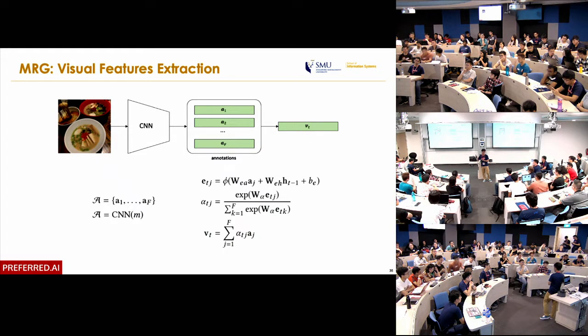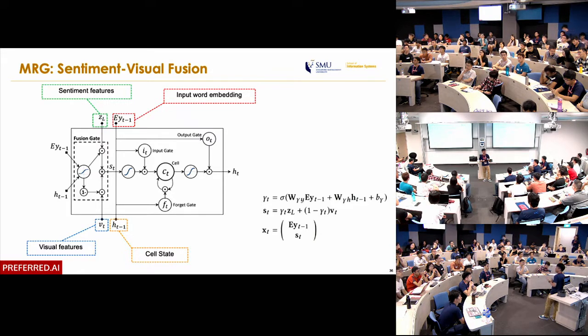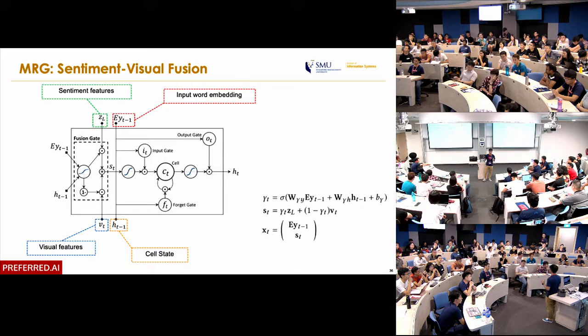So we want to input the information into the review generation process. Here we have two types of information input to the review generation process: sentiment features that come from the rating prediction component, and the visual feature that comes from the image. So we observe that when we generate the text, the LSTM generates word by word, and the keywords, the important words inside the text.